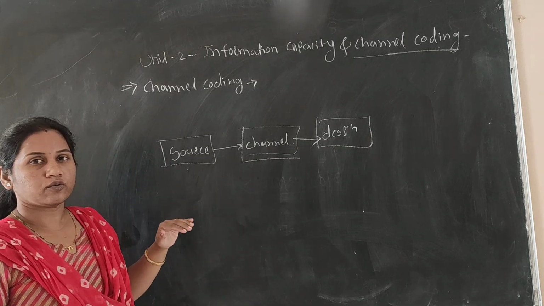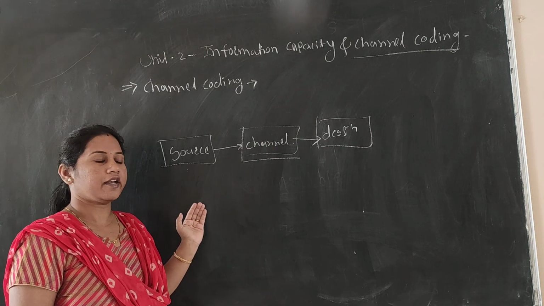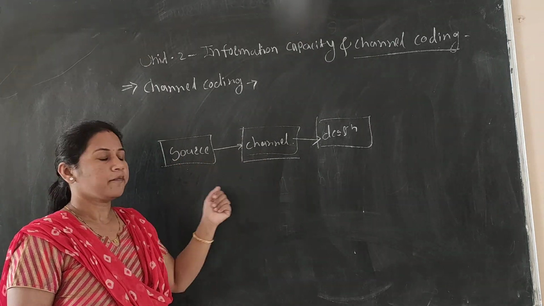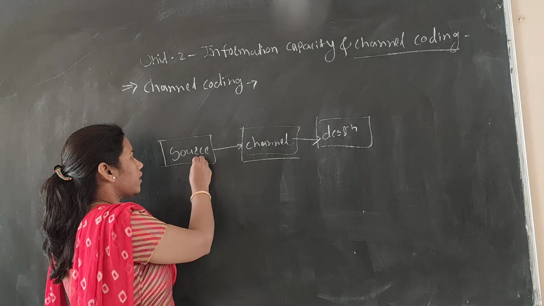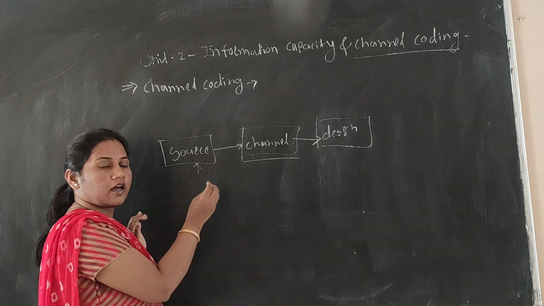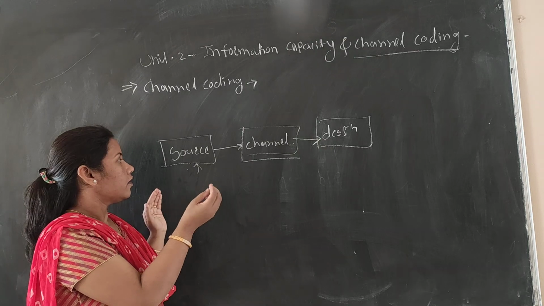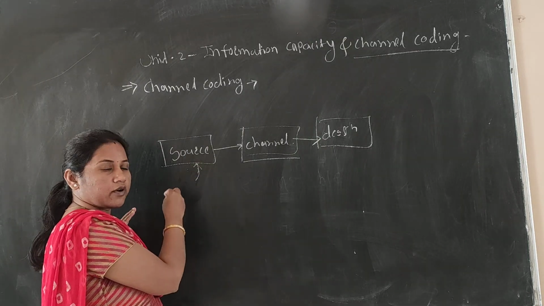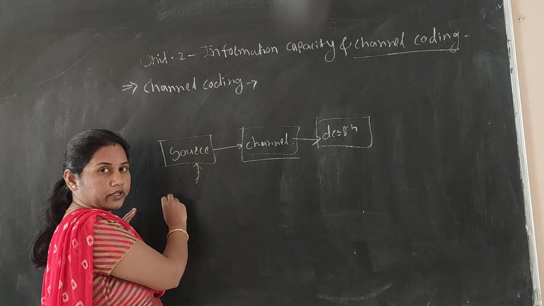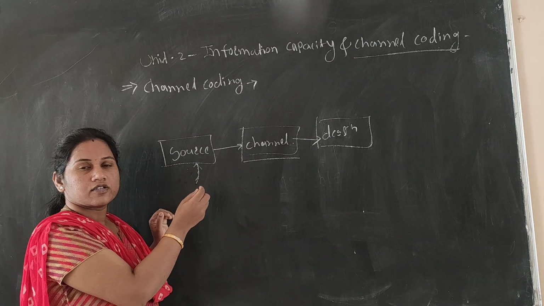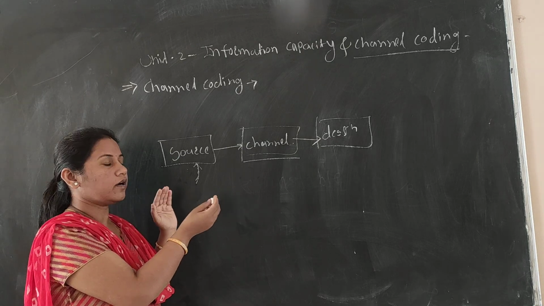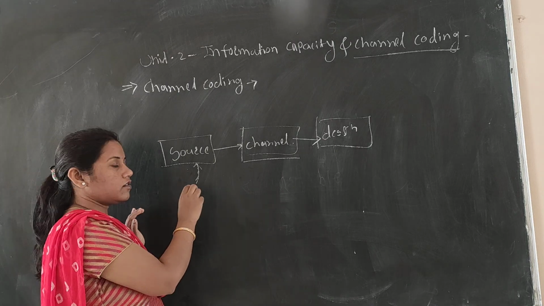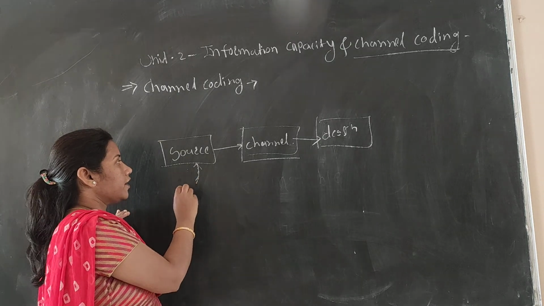Now, when we want to transfer the maximum amount of data from the source to the destination, from the transmitter to the receiver, the total information should be transferred in the minimum size. That's why in the first unit we discussed source coding. How can we reduce the data? The same information has to be transmitted, but its size should be minimum. That's why there is a minimization of the data.